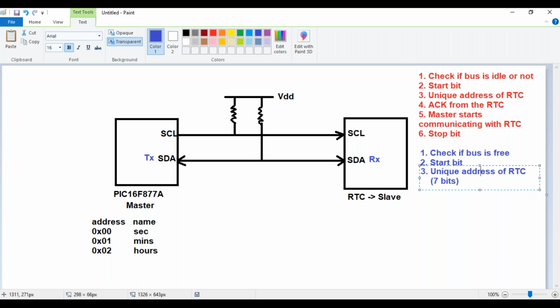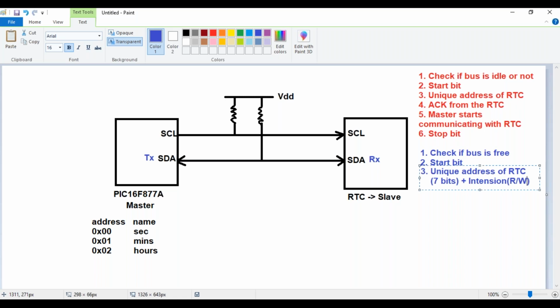So I'm not going to just transmit the address of the RTC. Along with the address of the RTC, I also transmit my intention of going to the RTC. I'm going to say whether I'm coming to the RTC for the purpose of reading or for the purpose of writing. Along with the 7 bits, I'm going to specify the intention.